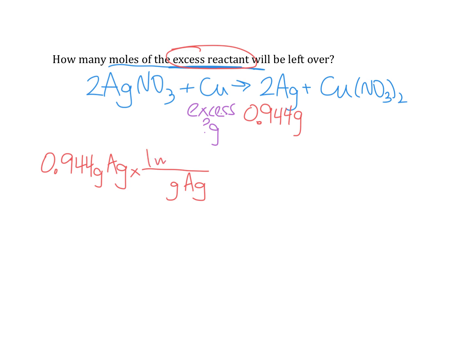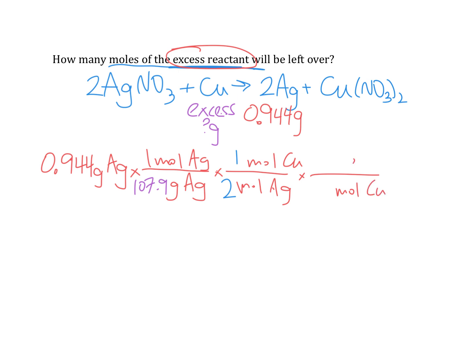0.944 grams of silver, and I'm going to figure out how much copper is used to make that. So grams of silver to moles, that's going to come off the periodic table for the mass of silver, which is 107.9 again. Then moles of silver to moles of copper, the excess reactant. I'm going to get those numbers off the balanced equation, 2 for the silver, 1 for the copper. And then moles of copper to grams of copper. And that's going to come off the periodic table. The mass of copper is 63.55.